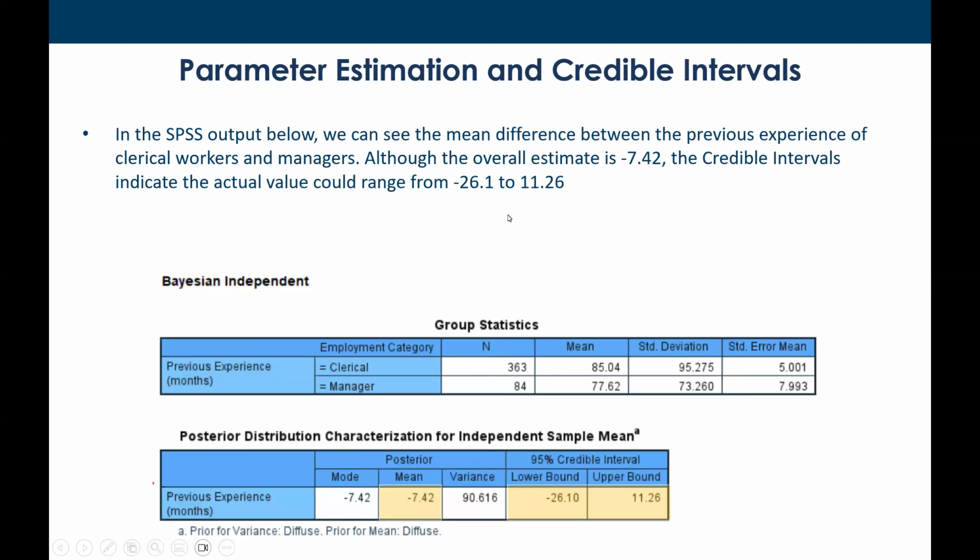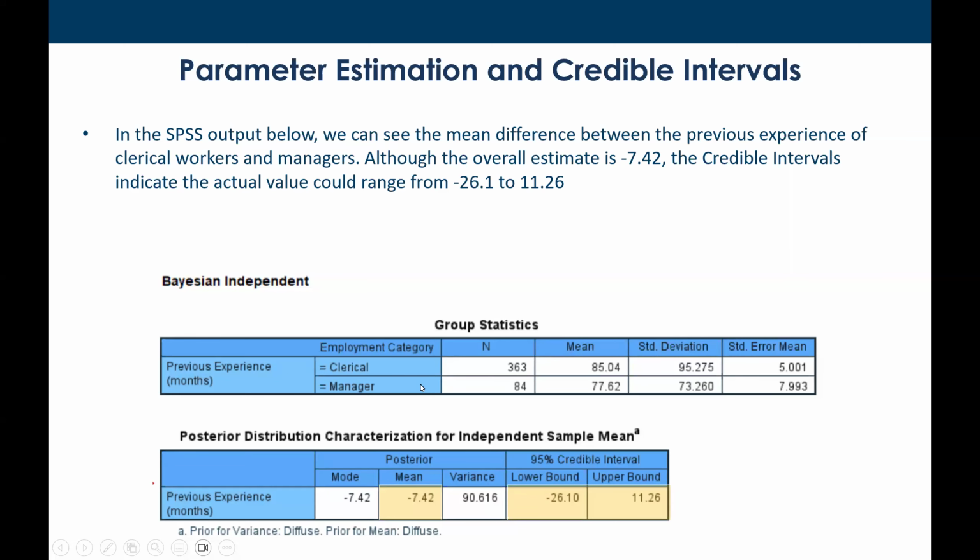In the SPSS output below, we can see the mean difference between the previous experience of clerical workers and managers. Although the overall estimate is minus 7.42, because the mean months of experience for clerical workers is 85, and the mean months of experience for managers is 77. It looks like clerical workers have more previous experience than managers. Maybe they're older or something like that. And that difference, if we take one away from the other, just depending on the order of the groups, comes out as 7.42. It doesn't matter if it's minus 7.42.